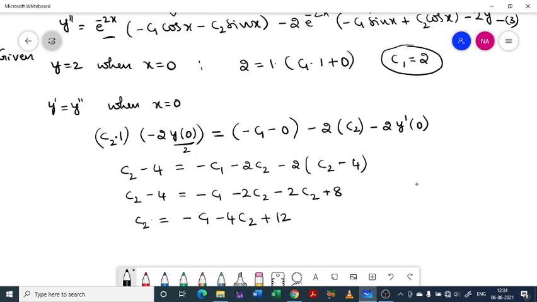Okay, c2 you can take this side: 4c2 plus c2, 5c2 equal to minus c1 plus 12. So c1 is 12 minus 5 into c2, right? So c2 is 2, so 12 minus 10, so c1 is also 2. You get c1 also 2.